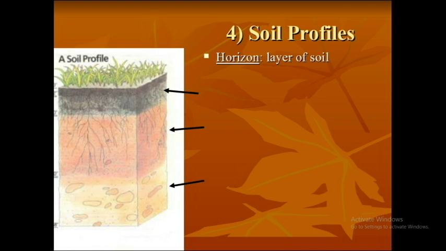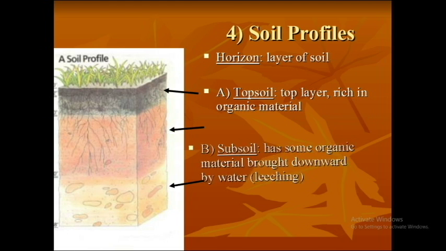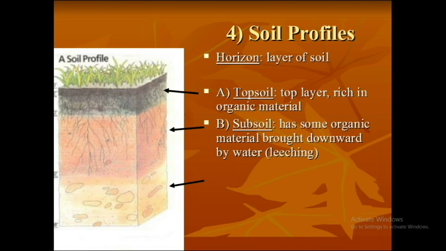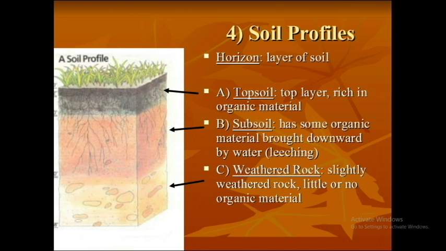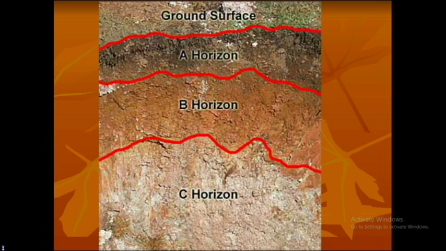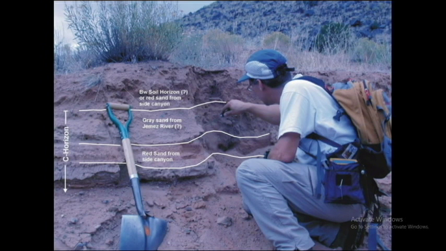So we have some soil profiles. Horizons, these are the layers. We have our topsoil at the top. We have some subsoil, which is a little bit more poor. It doesn't have as much organic material. And then we have weathered bedrock, slightly weathered rock, little to no organic material. So you can see it's really the richest at the top. And this is a real version of it. You can see the ground, and then that dark one, a little bit lighter, and then the lightest one at the bottom.